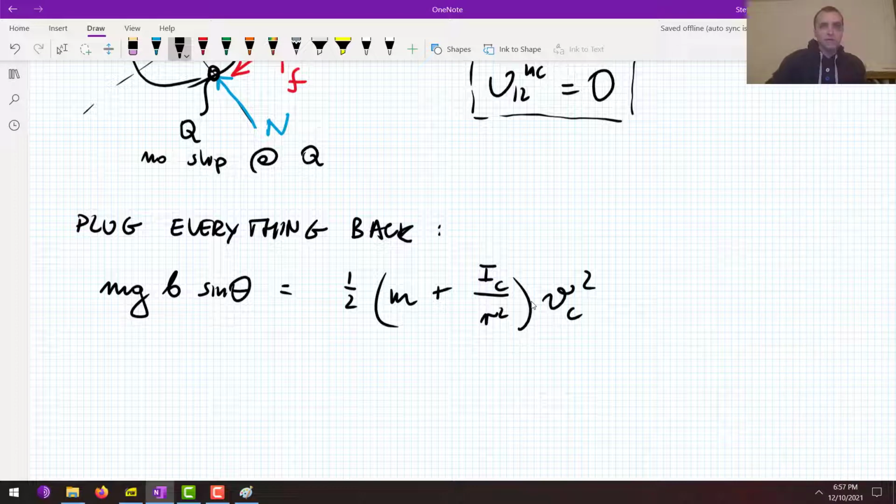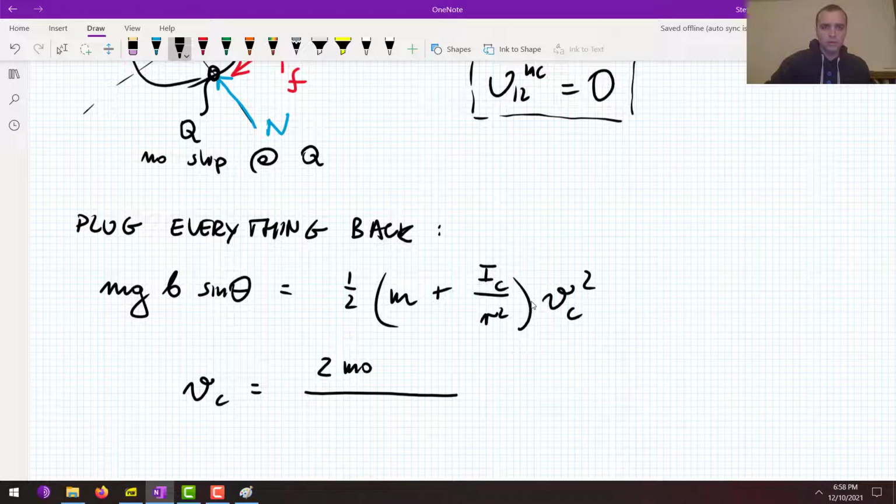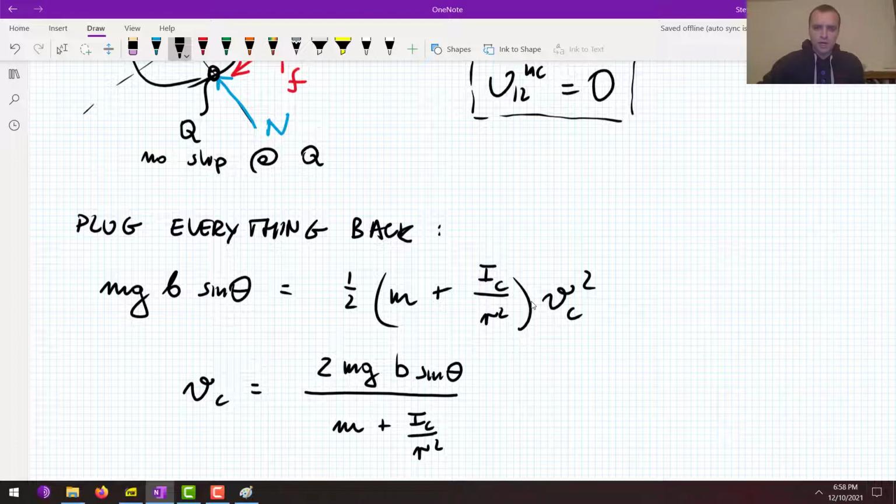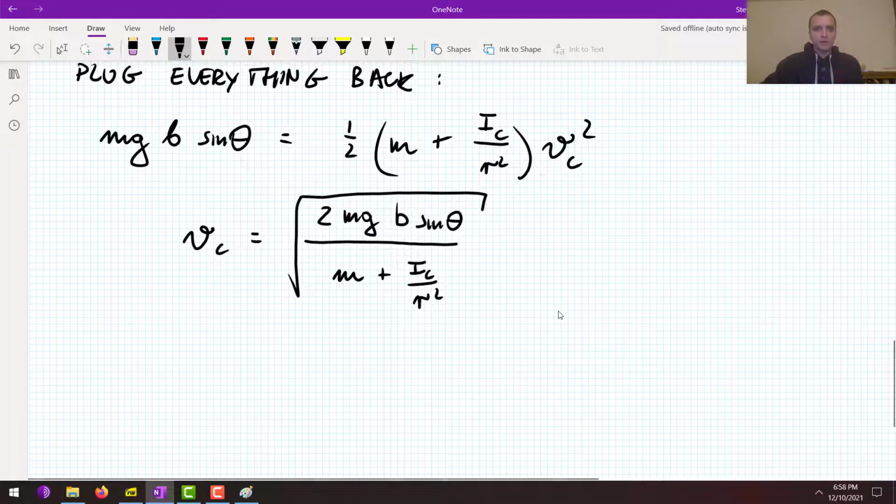So we can just write that our vc is equal to the square root of 2mgb sine theta divided by m plus ic over r squared. Right? I believe so. Okay, so we solved the problem in general, yes? We solved the problem for any cylinder rolling down the incline.